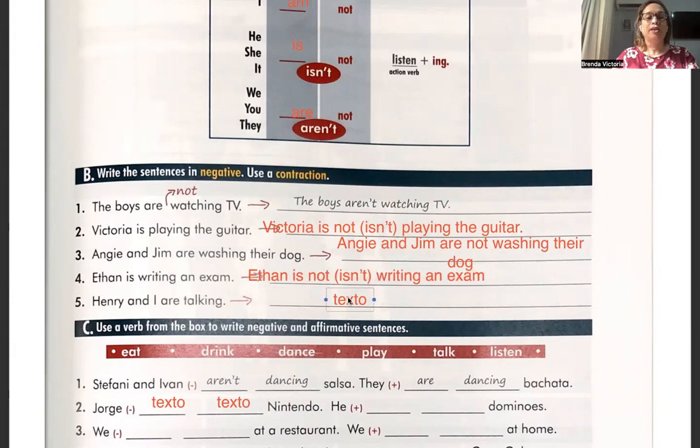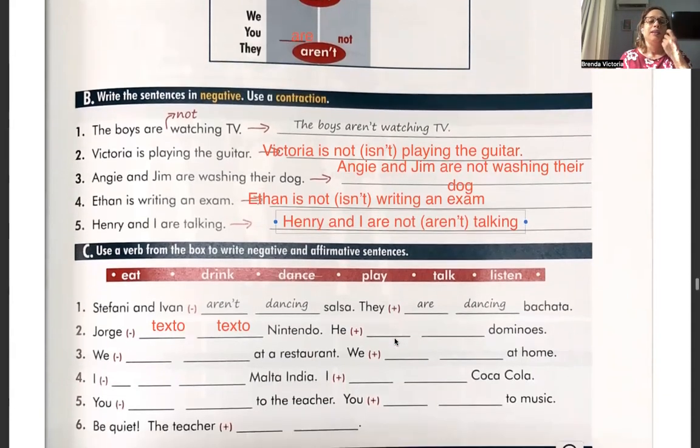Henry and I are talking. Henry and I are not talking. Or it's the same that I say, Henry and I aren't, exactly the same. O sea, lo mismo yo decir Henry and I are not talking que decir Henry and I aren't talking.